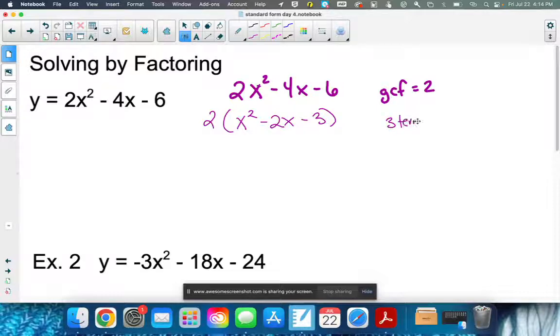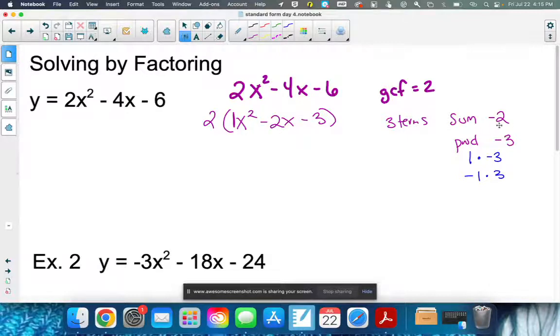I have 3 terms. So what is my sum, and what is my product? The sum is always your middle coefficient, so the sum is negative 2. And your product is always your first times your last coefficient, which is 1 times negative 3, so my product is negative 3. What 2 numbers multiply to give me negative 3 and add to give me negative 2? If you have to, list them out. What multiplies to give you negative 3? It's either going to be 1 times negative 3 or negative 1 times positive 3.